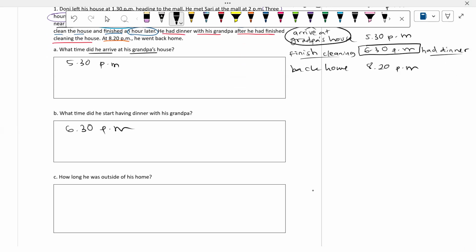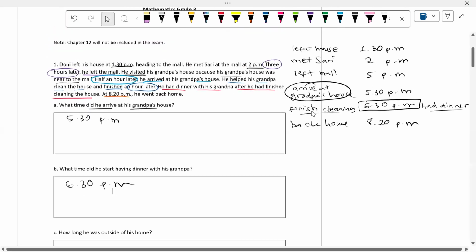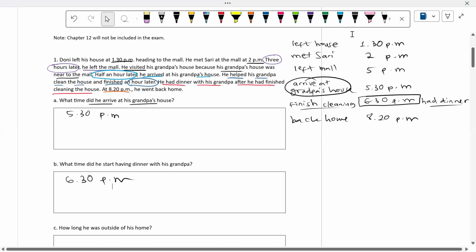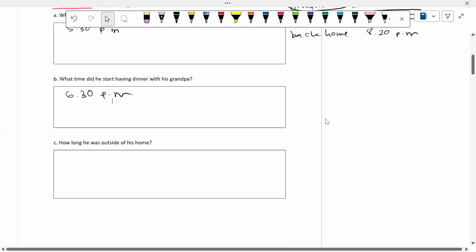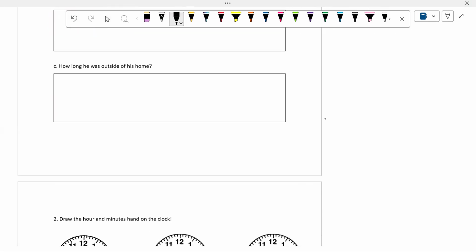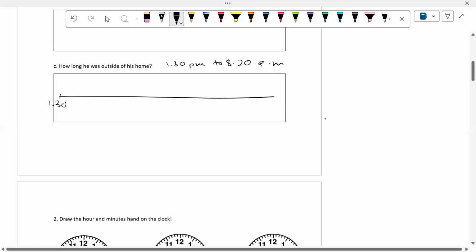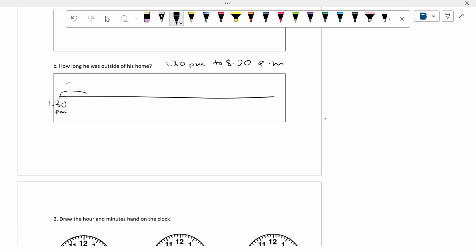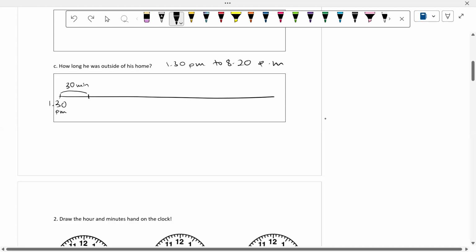How long he was outside of his home? So it starts from he left his house until he back home. So from 1:30 until 8:20 p.m. So let's make the timeline from 1:30 p.m. to 8:20 p.m. Start from 1:30 p.m. 30 minutes later, it is 2 p.m.